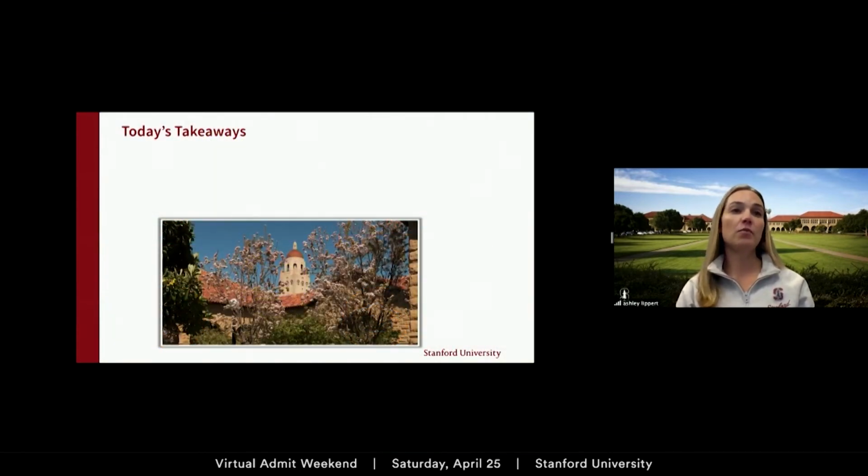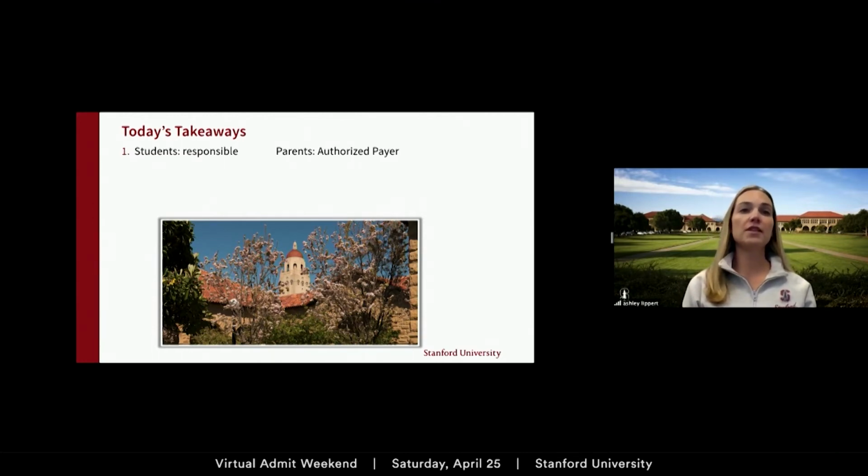Here are the items I want you to take away from this session. Number 1, we mentioned earlier that authorized payers can access student financial information. The Family Education Rights and Privacy Act, or FERPA for short, makes our students responsible for their accounts. Students can add authorized users to access their financial records if they choose to do so. Students will learn how to set this up over the summer.